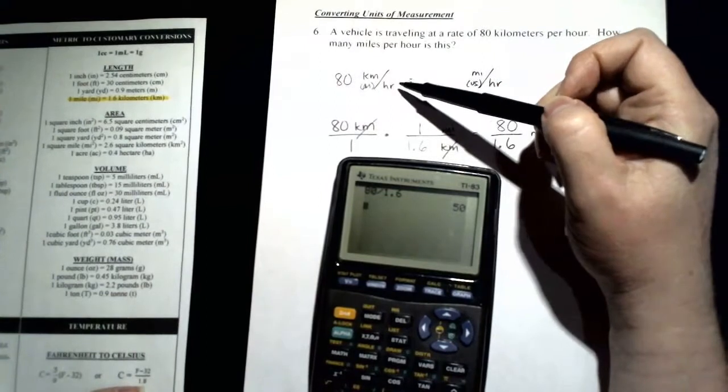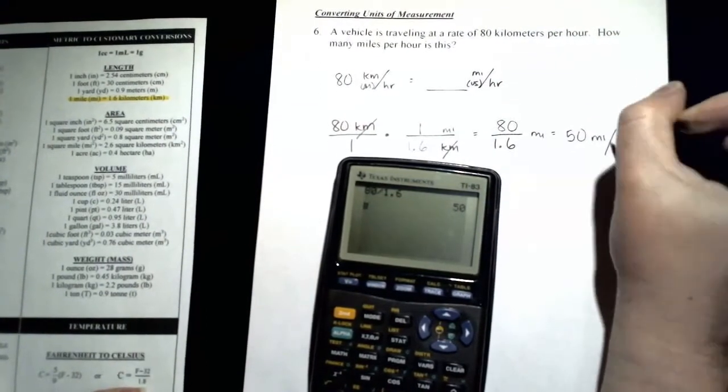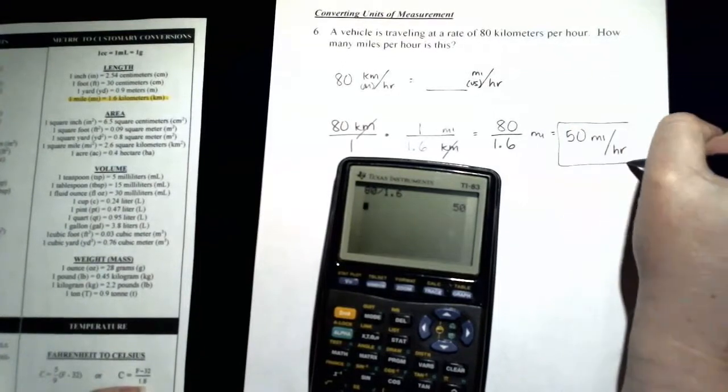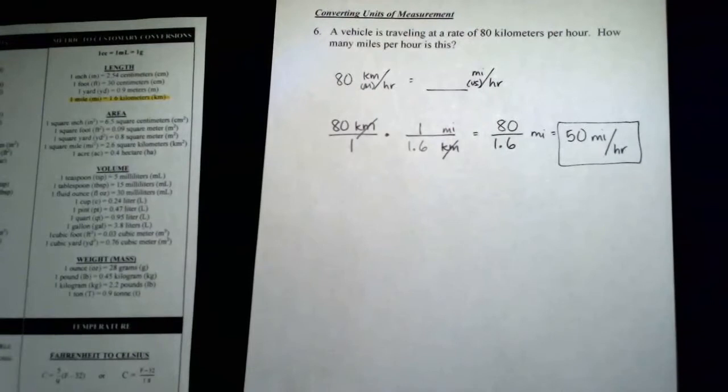So 80 kilometers per hour is the same thing as 50 miles per hour. Okay, that one's done. Let's move on.